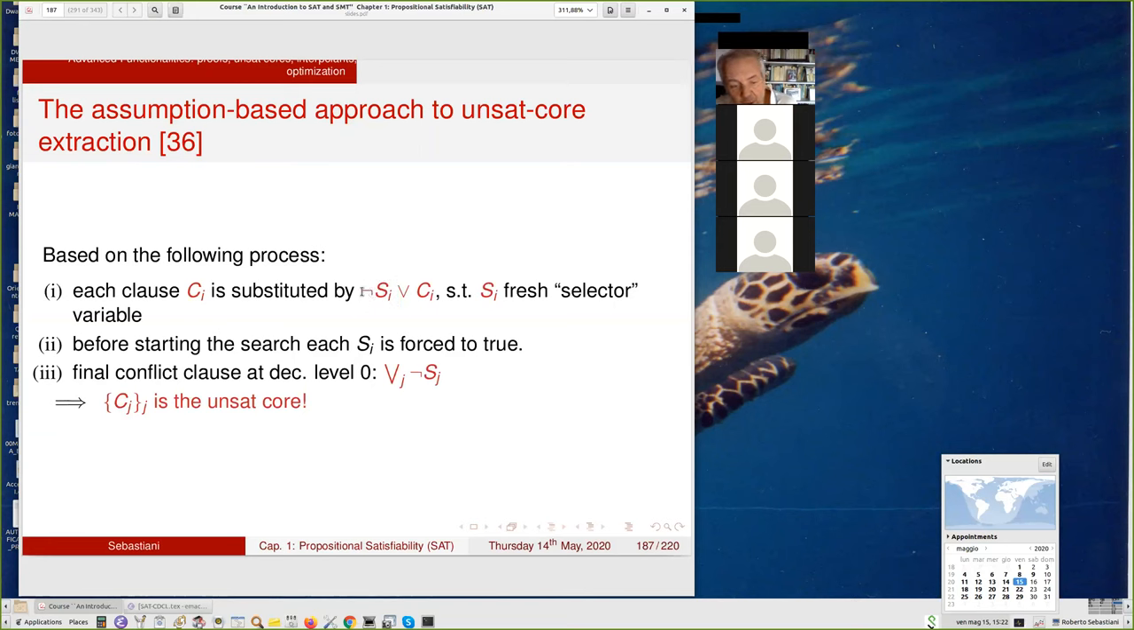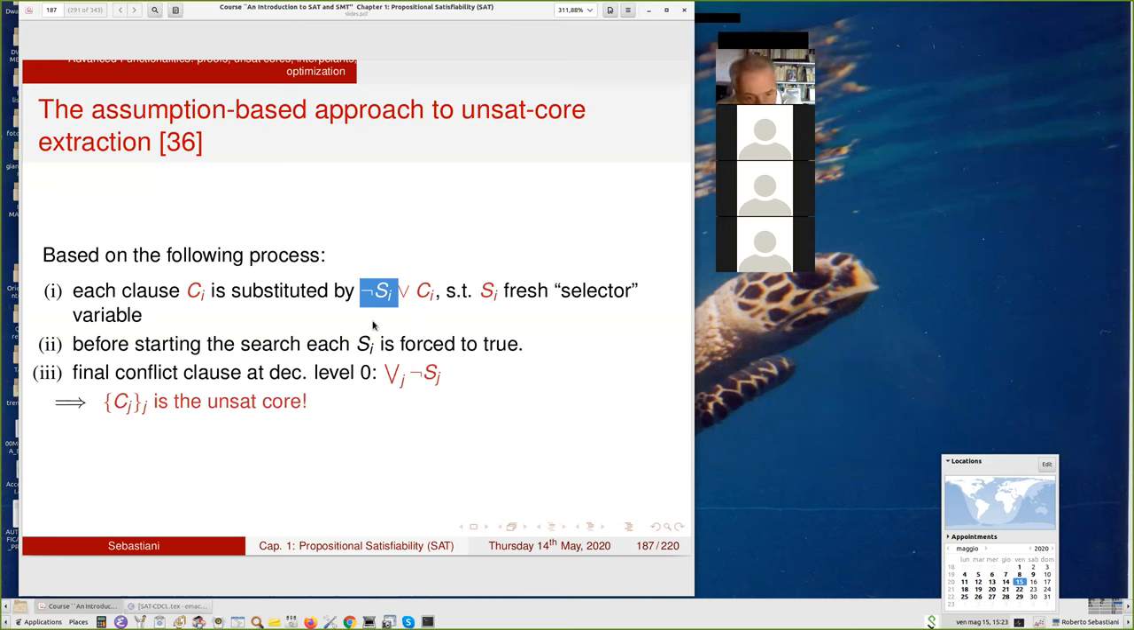Remember, this clause was activated by assuming SI. But the decision of SI was considered to be at a higher level than level zero. So in doing the conflict analysis, you stop. You don't resolve SI with this clause with SI. At the end of the day, you will resolve away the CIs here because these are no more level zero. And at the end of the day, your final clause will be all built on SIs, where the SIs are all level zero.